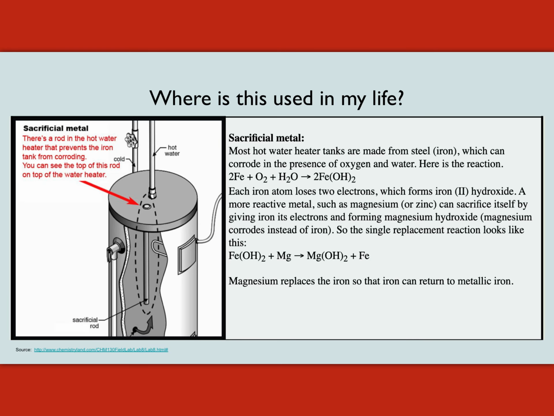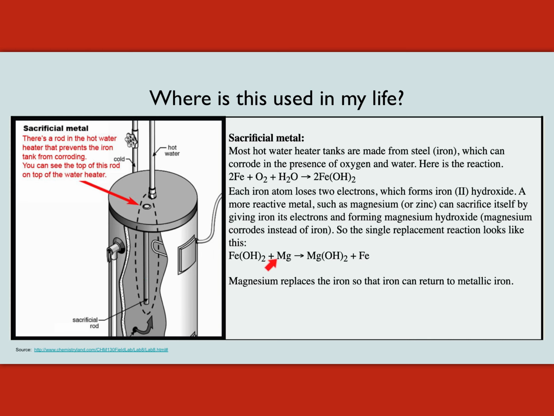I thought this was an interesting application of single displacement reactions that I found on a website called chemistryland.com, where metals are used as sacrificial metals to prevent corrosion of other metals. So here in this example you see a picture of a water heater, and the water heater's tank is often made of iron. Well, iron in the presence of water and oxygen can corrode and form iron hydroxide. The iron atom loses electrons in that process. So what they'll do is they'll put a rod of magnesium or sometimes zinc inside the water tank.